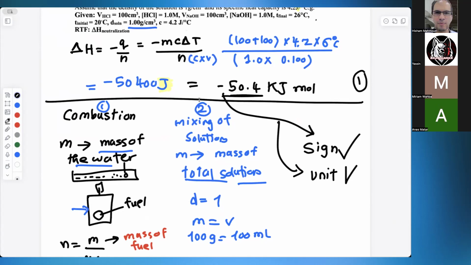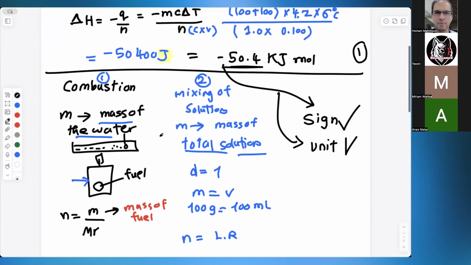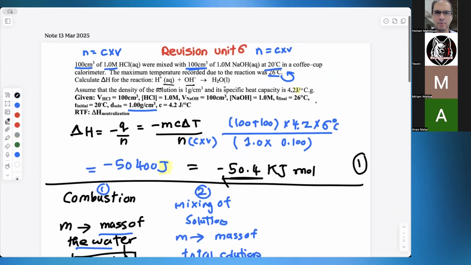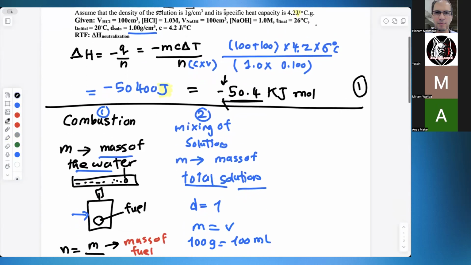Okay, the second question. Our type here was the mixing of solutions and the combustion, and we will make space here for a third type that we will take later. That will not be the mixing of solutions or the combustion, it will be the dissolution. If you are dissolving one substance in another substance, and then the temperature increases or decreases. So here I said that it is negative because I have seen the temperature has increased. So I know it is an exothermic reaction. That's why I've given the negative value here.